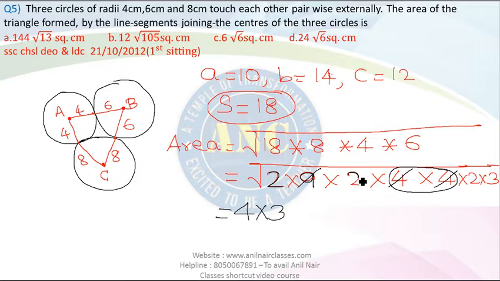2 into 2 is 4. Square root of 4 is 2, taken outside. These 2 terms are also over. You are left with 2 into 3 under the square root. Final answer is 4 into 3, 12.